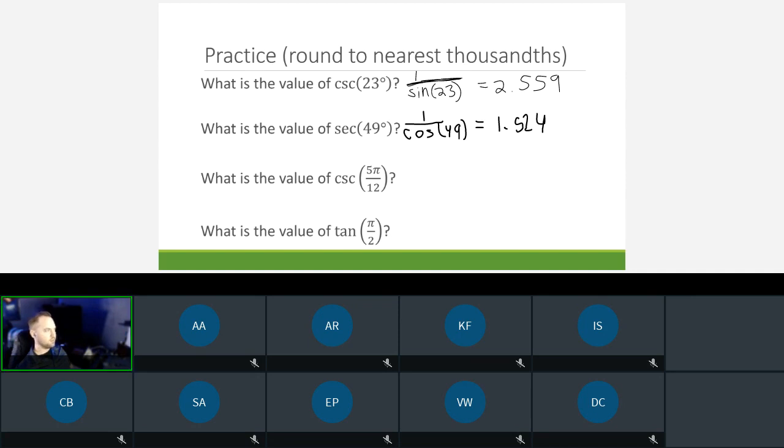All right, so number 3. If you notice 5 pi over 12, that is in radians. So all of you need to switch your calculators from degree mode to radian mode before typing it in. It makes a big difference. And then cosecant is 1 divided by what?